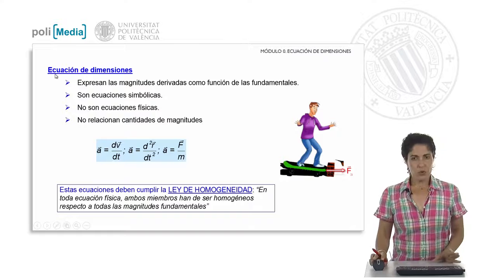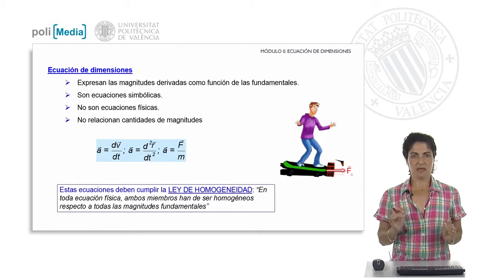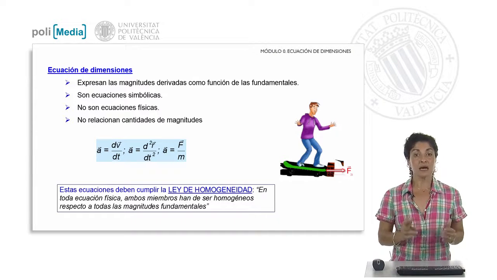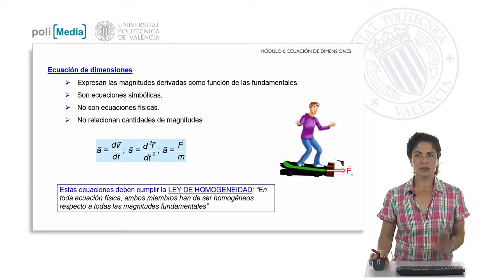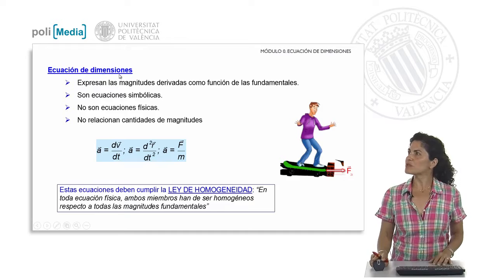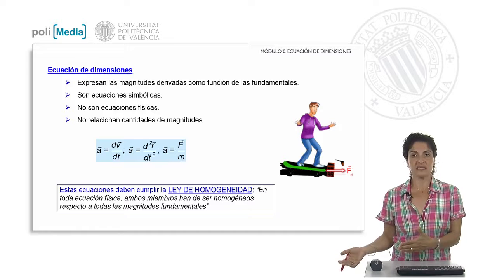Now, to see a little bit how to express the derived quantities in terms of the fundamental quantities, and to see if my physical laws expressed algebraically are correct, we are going to use very much what are defined as the dimensional equations. What are the dimensional equations? Well, what the dimensional equations express are the derived magnitudes as a function of the fundamental ones, to know which fundamental magnitudes depend on them.